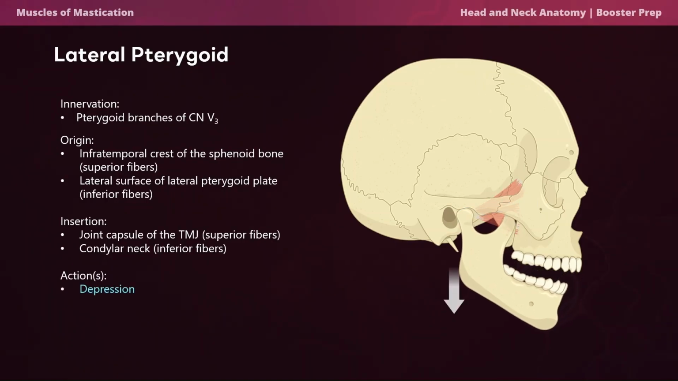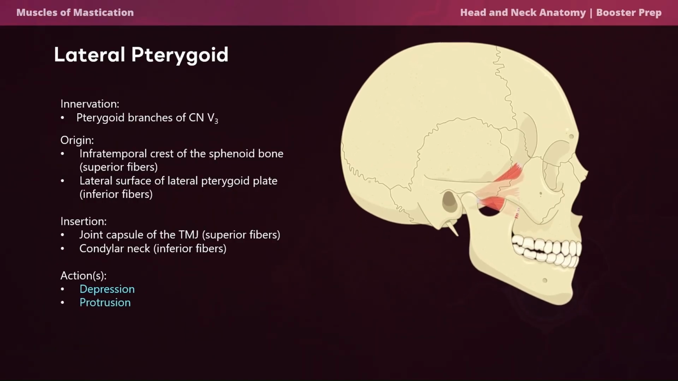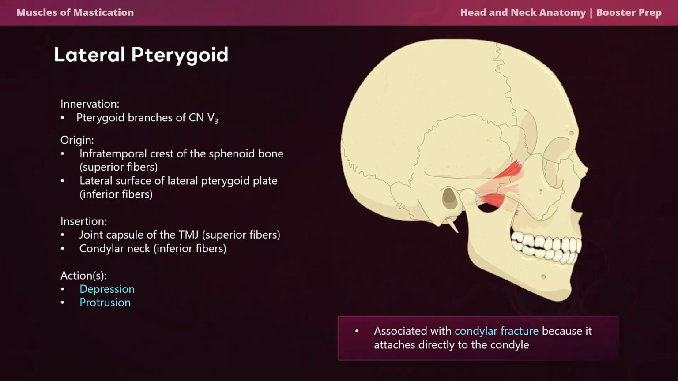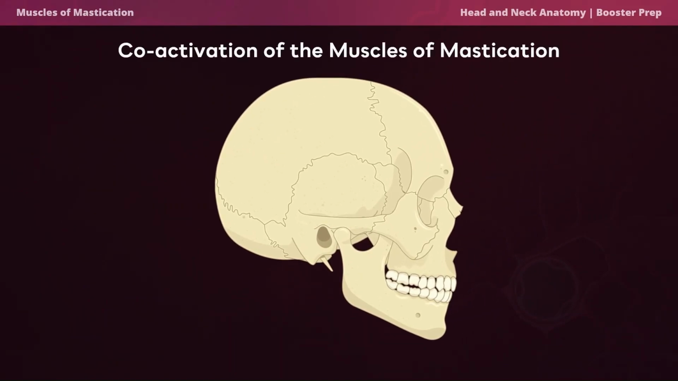So it's responsible for depression of the mandible and protrusion of the mandible. So on top of all of this, it's important to note that the lateral pterygoid is associated with condylar fracture because it attaches directly to the condyle. To summarize, there are 4 different actions that the muscles of mastication allow the mandible to do.